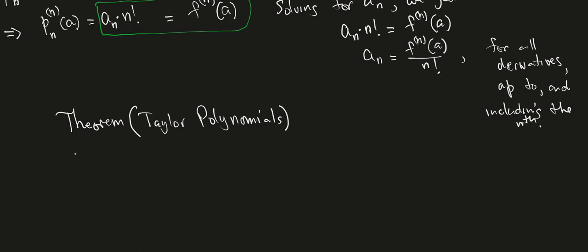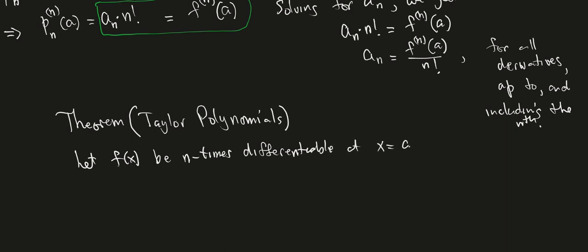And then we'll do a quick example at the end, maybe using something like e to the x. So it says, let f of x be n times differentiable, meaning you can differentiate it lots of times. So differentiable at x equals a. And that's what we need. So at least that many times we should be able to differentiate it.